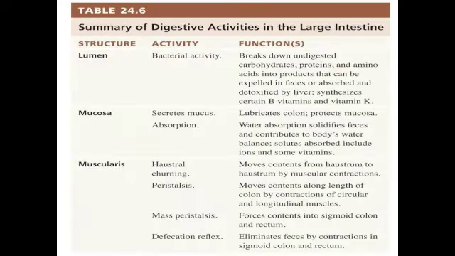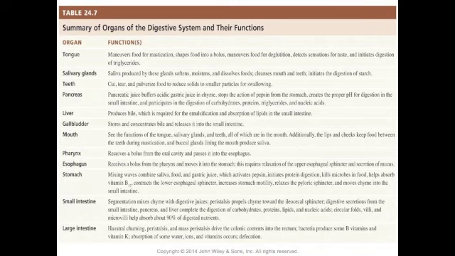So table 24.6 appears on page 988, and it summarizes the digestive activities of the large intestine. So please review this on your own time. And in this next slide, we see table 24.7, which is also on page 988. And this summarizes the organs of the digestive system and their functions.